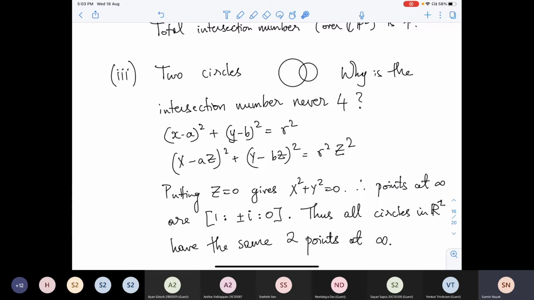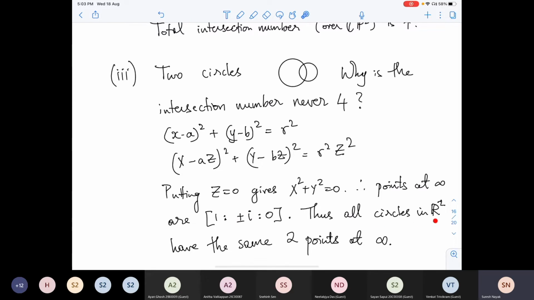I'm in the projective space. In fact, complex projective space. So y cannot be 0, x cannot be 0. So I put one of them 1. I put x equal to 1, and then you see that y has to be plus or minus i. But something interesting has happened. First, even though we started with an equation having real coefficients, the point at infinity has suddenly become complex. But the other interesting thing is that it's independent of a, b, and little r.